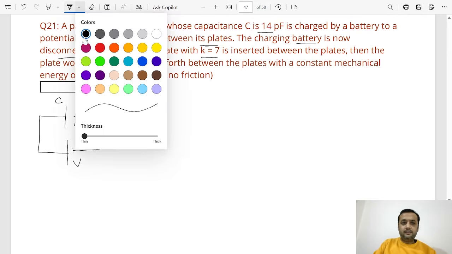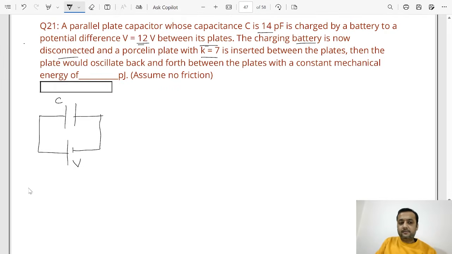So clearly you can say that it will have the potential energy U1 equals half CV square, right? And how much charge it will get? So we can say that the charge will be equal to CV. Okay, remember C is this value, and V is this value. This charge will be in picocoulombs, and potential energy will be in picojoules.